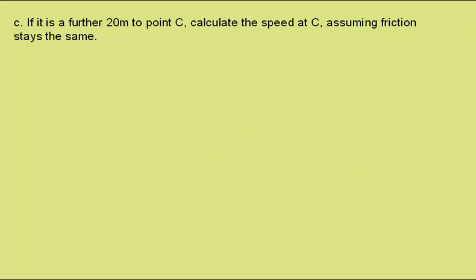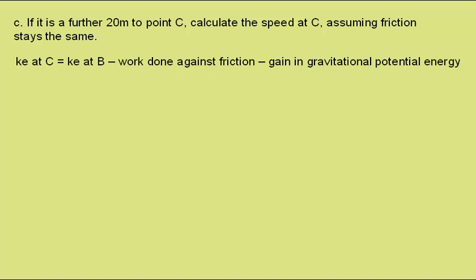Part C. If it is a further 20 meters to point C, calculate the speed at C, assuming friction stays the same. Well, the kinetic energy at C will equal the kinetic energy at B minus the work done against friction, and also minus the gain in gravitational potential energy. So, half times the mass times the speed at C squared will equal the kinetic energy at B minus the work done against friction minus the gain in gravitational potential energy.